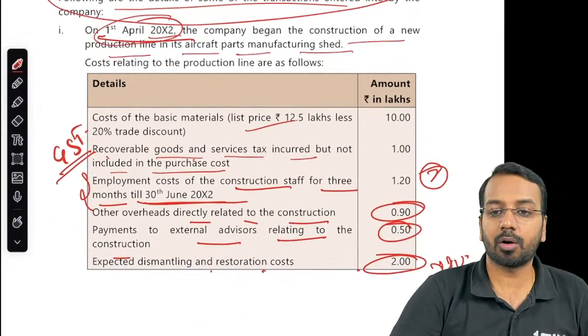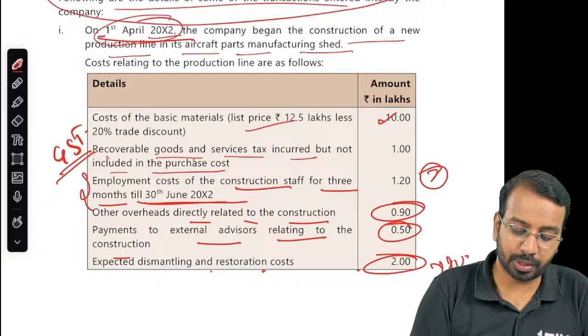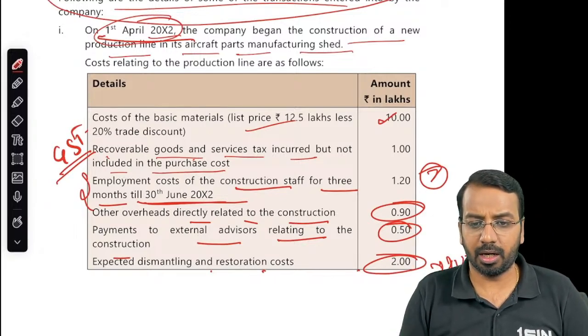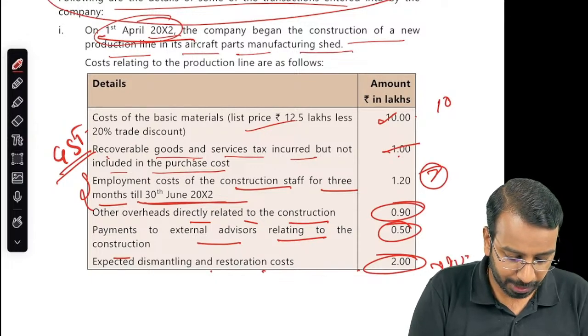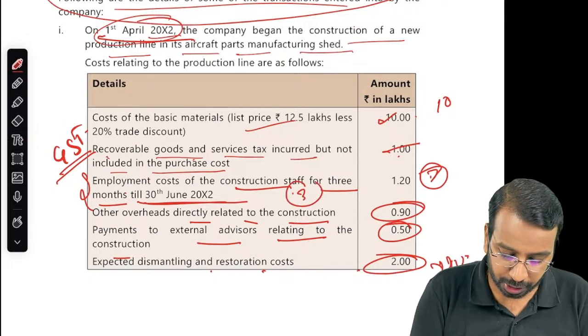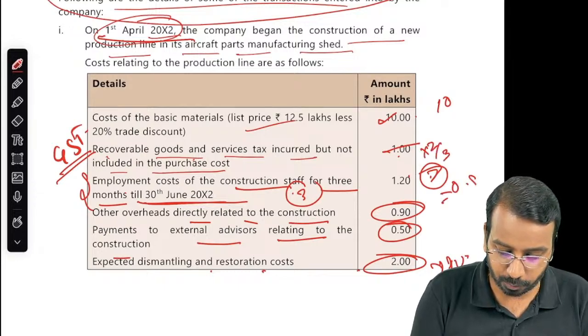Now, when we calculate cost of production line, what all do we consider? We will consider purchase cost, yes, so 10 lakhs. So you can take your calculator alongside 10 lakhs, okay. GST will not be considered. Employment cost, this is for 3 months, we have to take for 2 months. So 1.2 into 2 divided by 3, this is 0.8.